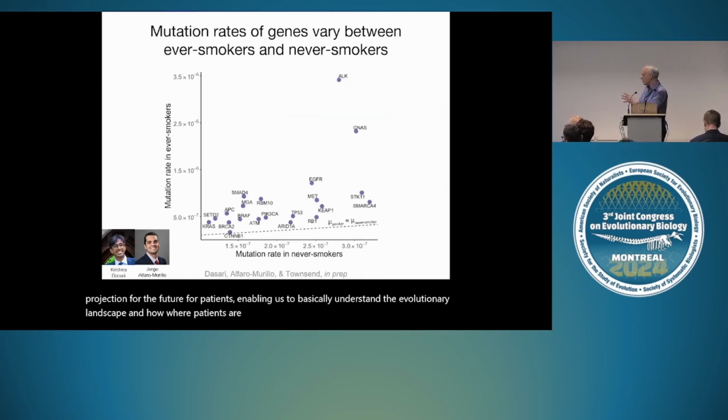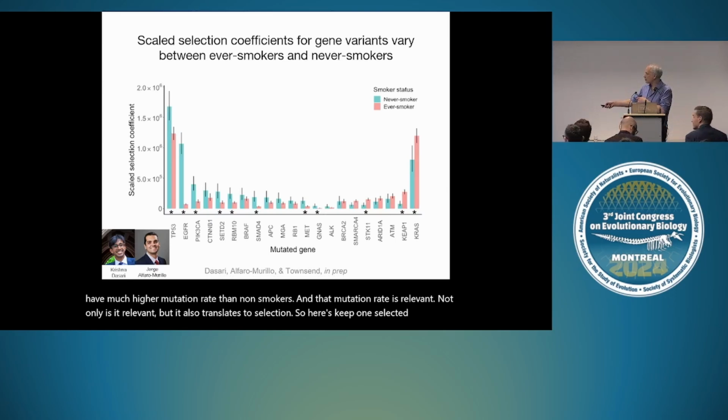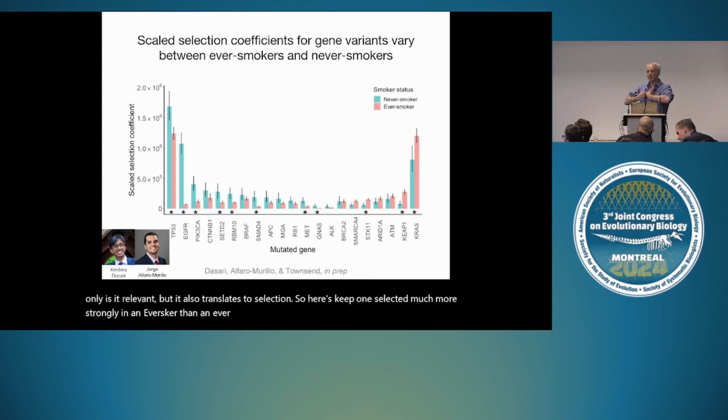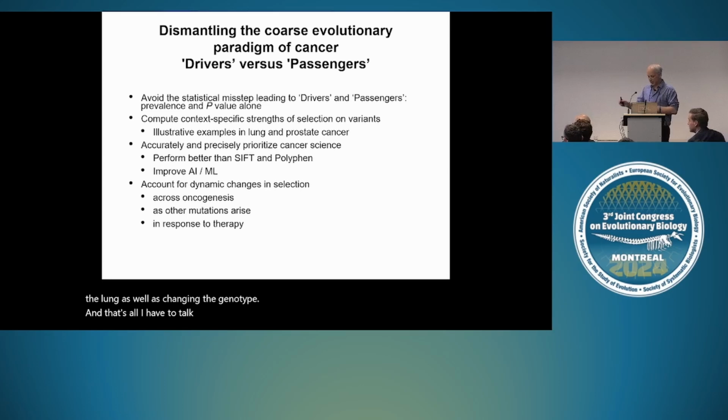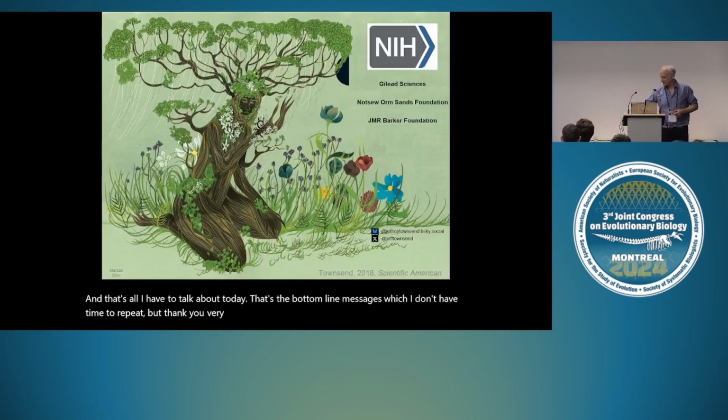And if we look at smokers, you can see they have much higher mutation rate than non-smokers, and that mutation rate is relevant. Not only is it relevant, but it also translates to selection. So here's KEAP1 selected much more strongly in an ever smoker than in a never smoker because it changes the phenotype of the cells in the lung as well as changing the genotype. And that's all I have to talk about today. Those are the bottom line messages, which I don't have time to repeat, but thank you very much for your attention.